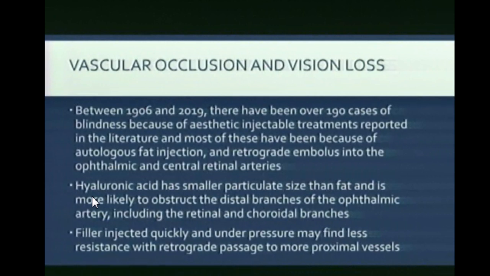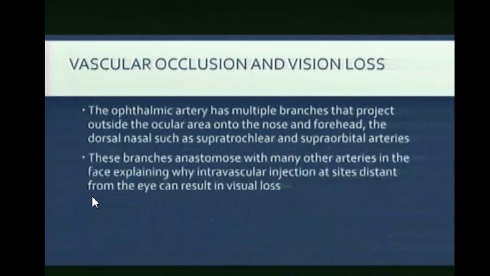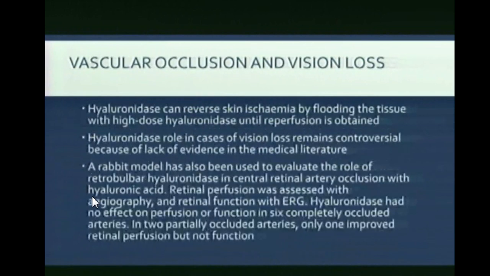As we talked about before, injecting with high pressure and quickly is a risk factor for the blood vessels being breached and the filler going retrograde from the area being injected to the ophthalmic artery, then to the central retinal artery. Again, using a cannula is very helpful, a better precaution or protection against this event happening. Just talked about it.